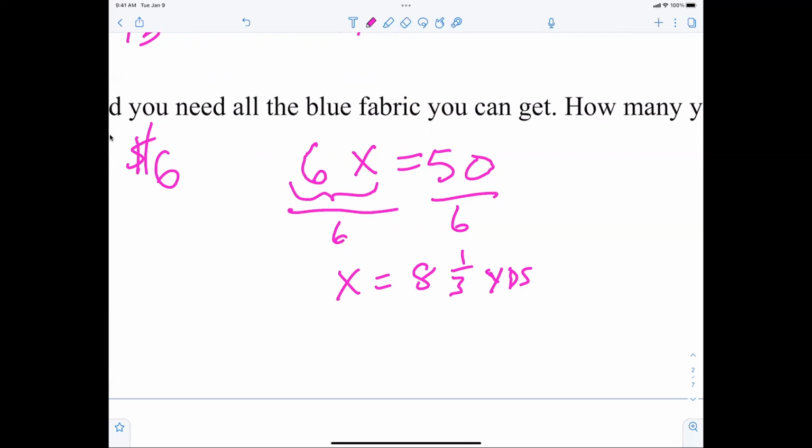8.3 repeating. So everybody in here needs to know, well, I already know because we've done it a million times. 0.3 repeating is what fraction? 1/3. If you forgot, it's just 3/9. And 3/9 reduces to what? 1/3. That's how you know it. But generally, when you go into a fabric store, if you want to buy fabric, you can buy parts of a yard. So you can just say 50 divided by 6 on your calculator as a fraction, and hit enter, and then it'll do the work for you.